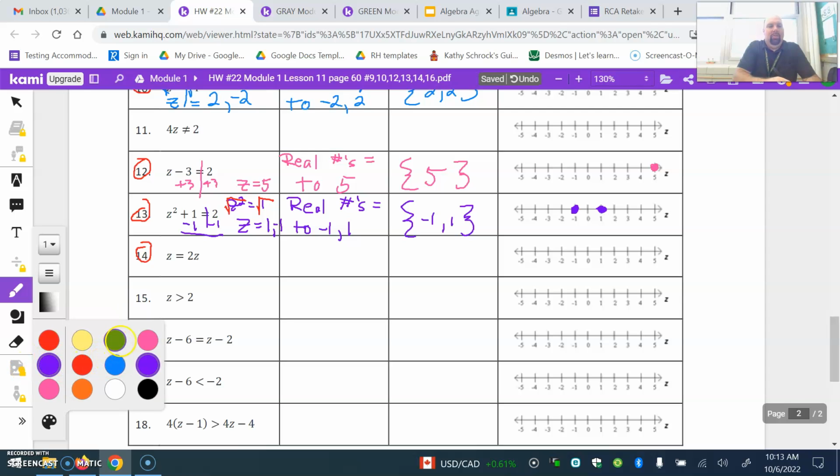Okay, let's try green this time. Z equals 2z. That one's kind of weird. Is there any number I can put in for z that will make it equal to 2z? Well, if I put in 1, 1 equals 2 times 1, well, that's not going to work. So I'm going to do a little guess and check. 2.